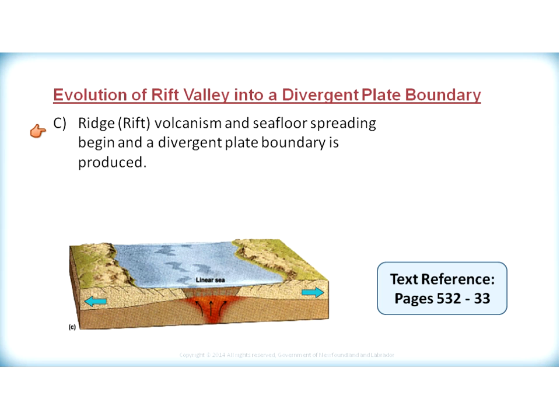The third stage in the formation of rift valleys states that once the ridge or rift volcanism and seafloor spreading begin, a divergent plate boundary is produced. So once the continent rifts and it splits off in two different directions, we see the two land masses now separating. We see that we have a lot of normal faulting occurring along the rift zone.